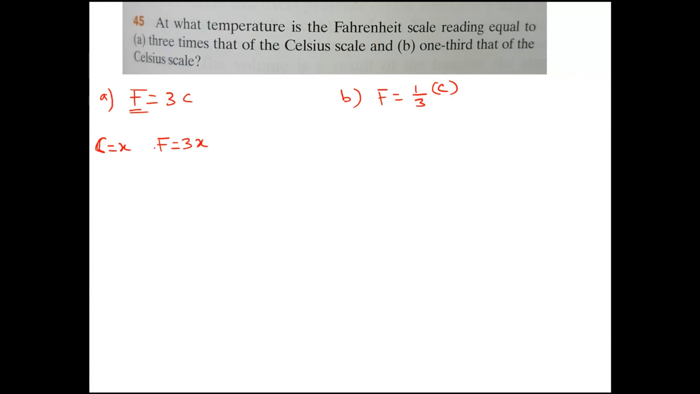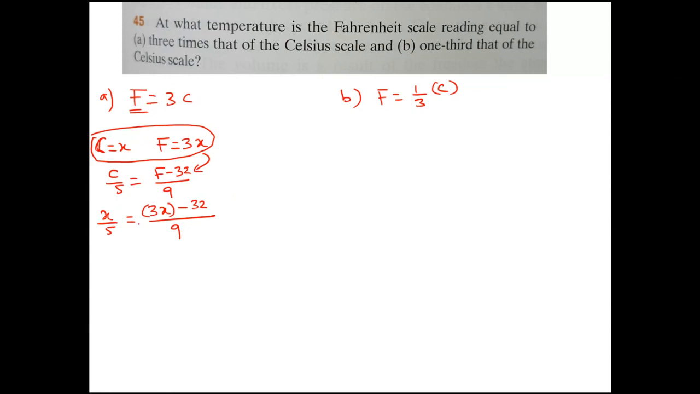Now we have the formula for the conversion from Celsius to Fahrenheit. What is that formula? C over 5 equals F minus 32 divided by 9. We studied this formula. Now, could you please substitute these two in this formula in place of F and C? What you will get is x over 5 equals 3x minus 32 divided by 9. Am I right?